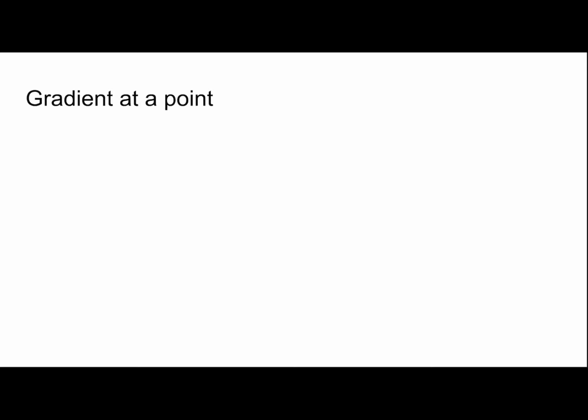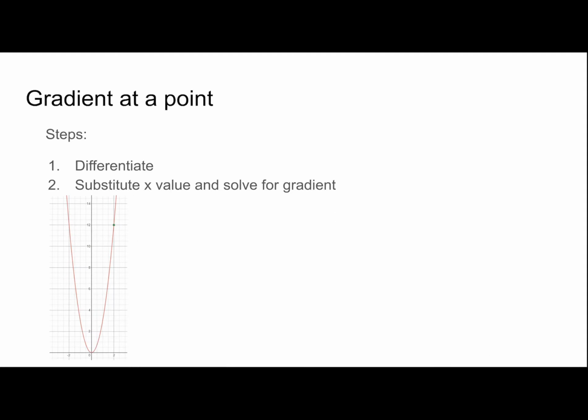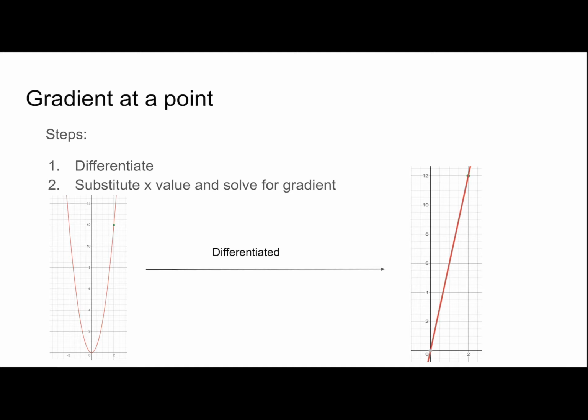So now our first skill is finding the gradient at a point. Our steps in order to find the gradient at a point are, number 1, differentiate, and then substitute the x value and solve for the gradient. For example, we have this graph, and we want to find the gradient at x equals 2. I've marked x equals 2 on the graph. If we differentiate this, we'll get a linear graph, and this linear graph will tell us the gradient at x equals 2. As you can see, when x equals 2, the gradient is 12. So we can conclude that on our parabola, when x equals 2, the gradient is 12.